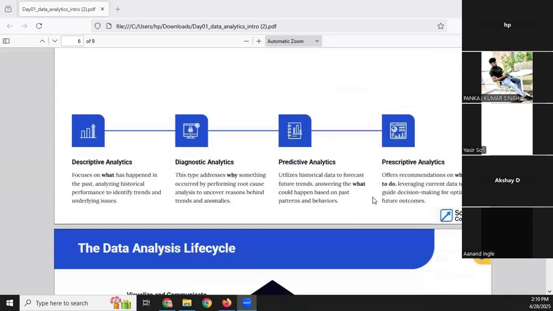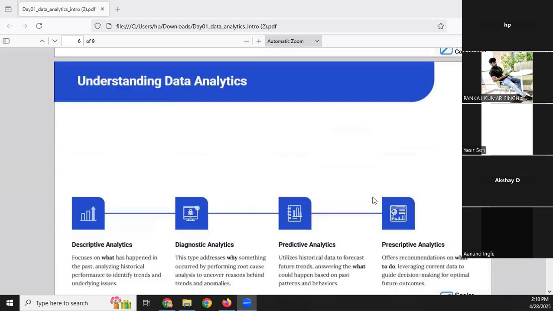Now comes understanding data analytics. So what are the types of data analytics? There are four kinds: descriptive, diagnostic, predictive, and prescriptive. Descriptive analytics focuses on what has happened in the past, analyzing historical performance to identify trends and underlying issues. In descriptive analysis, the data has already been gathered and given to the data analyst, who looks into the past and historical data from which he will derive insights and meaningful trends for the company.